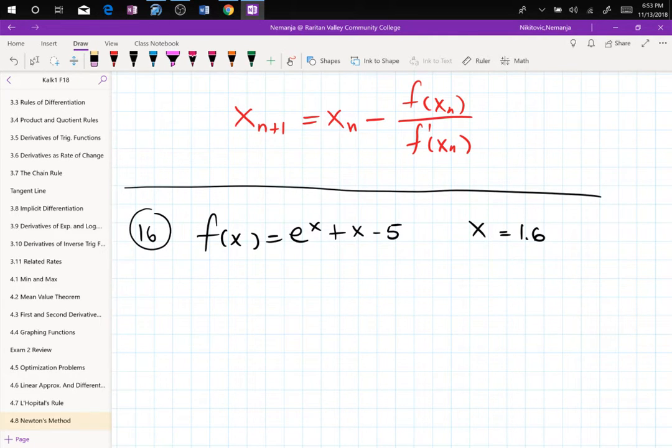x0, first guess. So what do we have here? Well, we need the derivative. So f prime of x is just e to the x plus 1. So we needed that. And now what are you going to do? Start computing.